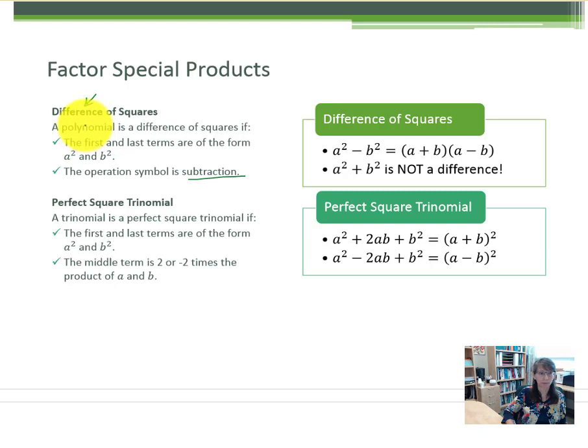The other special factoring we'll talk about is the perfect square trinomial. A trinomial is a perfect square trinomial if the first and last terms again are of the form a squared and b squared, so they need to be perfect square terms. And the middle term needs to be 2 or negative 2 times the product of a and b. So I'll show you what that looks like in a few examples.